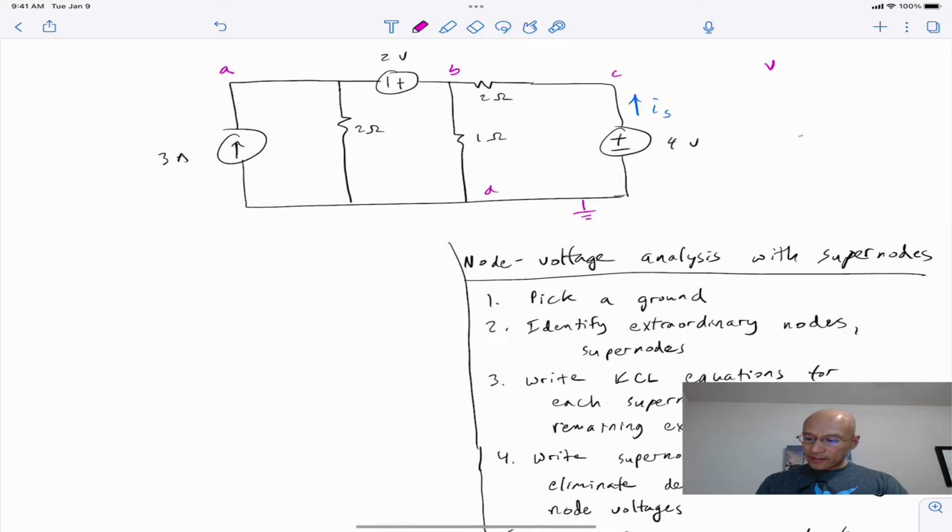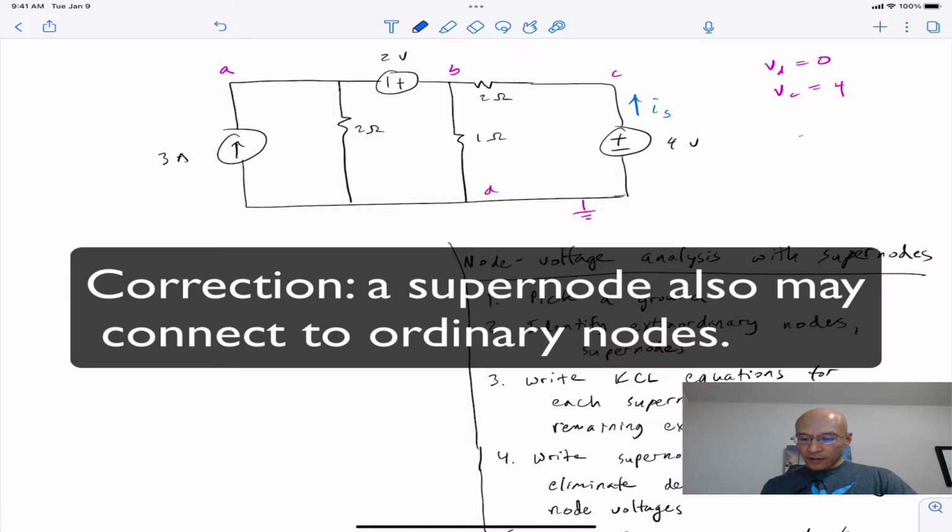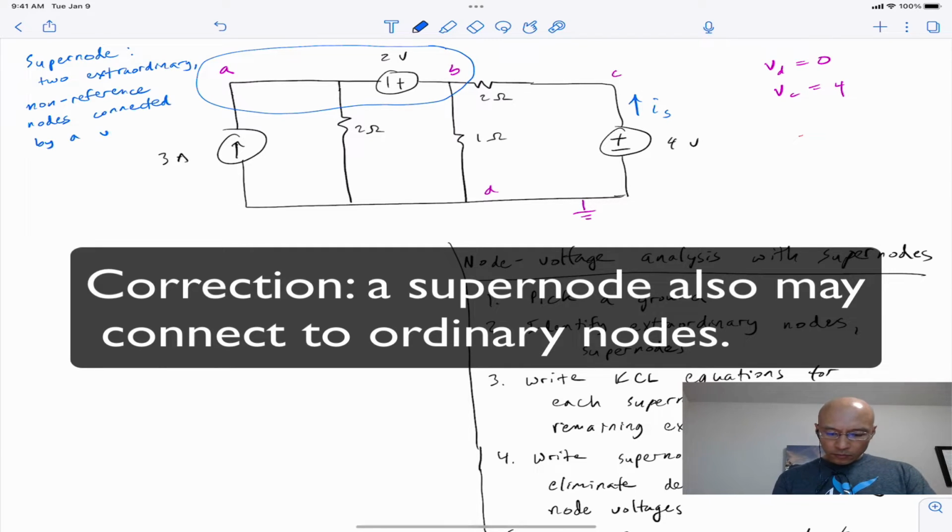So immediately we can say VD is 0, VC is 4, but it looks like we have nodes A and B as two unknowns. There's two unknown extraordinary node voltages. What we'll see is that they're not independent. So whenever you have two extraordinary nodes connected by a voltage source, like A and B, we form what we call a supernode. So that supernode includes both nodes. A supernode is two extraordinary non-reference nodes connected by a voltage source.